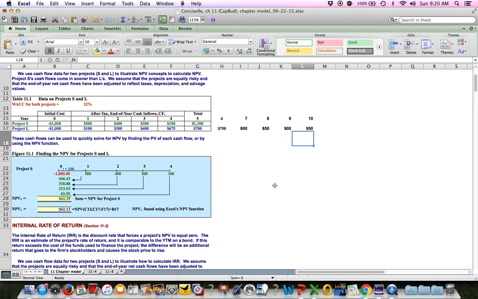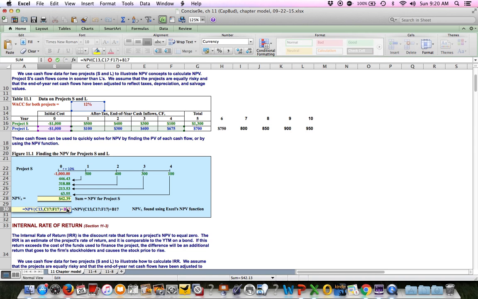Okay. And so I've got a project with 10 years at 12%. What's the NPV? So I have to adjust my formula. Okay, so this formula is only picking up the first 4 periods. So I have to drag that across and just make sure I pull in the 10 periods. Hit enter. And the present value is now 2,154.91.